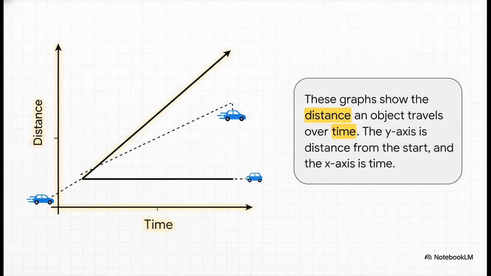This is probably the most common one you'll see. As you can tell, the y-axis shows the distance from the starting point, and the x-axis just tracks the time. This graph here shows a journey with a few different parts to it. Let's break down what each bit of the line is actually telling us.